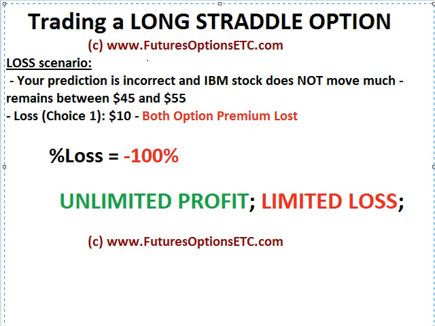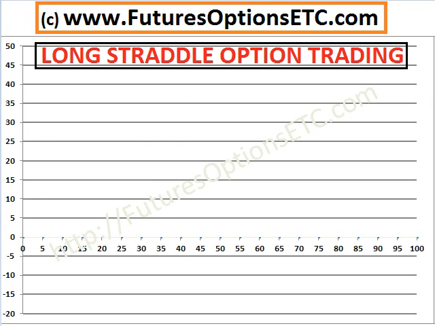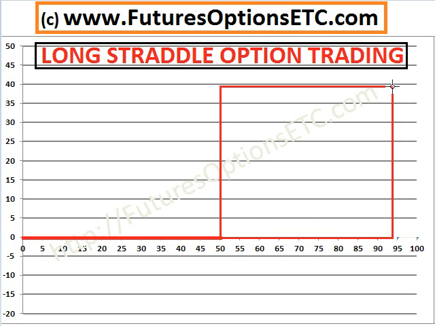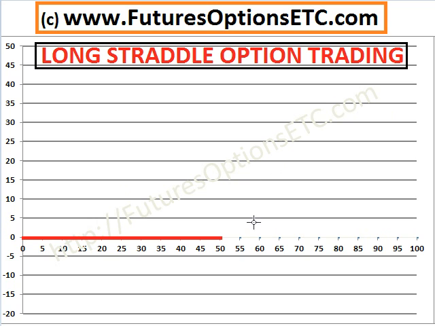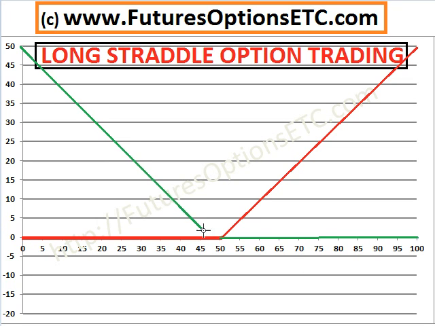So let's see how the payoff function for this would look. Since we are buying two options, one a call and the other a put, both at $50, this is how the call option would look. Then you will have the put option, which is again at the same strike price. So this is how it will look. Now it's time to add the two options together.